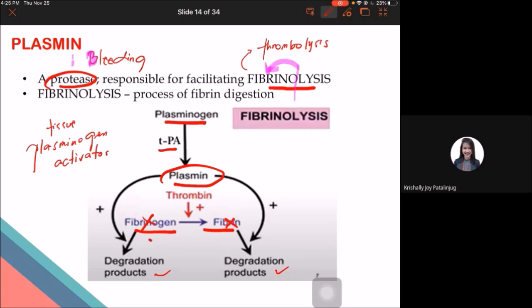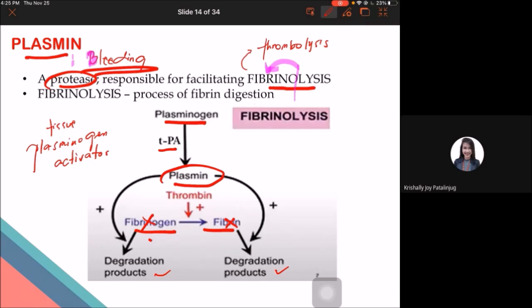Okay, so kapag nasira ulit yung bridge, there will be degradation products. Mawawala yung bridges, kaya magkakaroon ng disaggregation, no? Disaggregation already. Okay, resulting yun na nga, bleeding. Okay, nasira na yung clot kasi. So that is plasmin's action. Okay, so tandaan nyo ha, ang action ng plasmin.